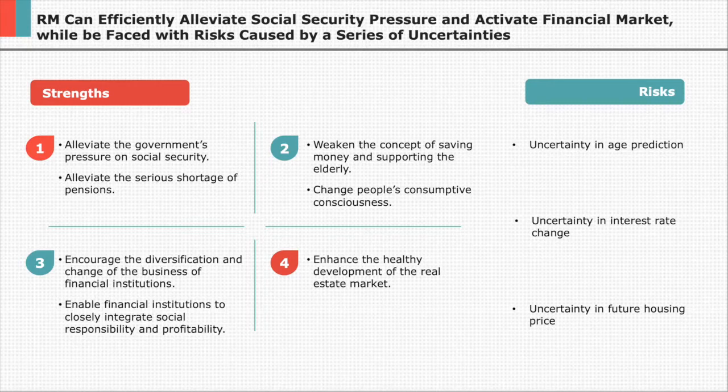On the other hand, there are quite a lot of challenges before applying the reverse mortgage. There are three main uncertainties. The first major uncertainty is the age prediction.